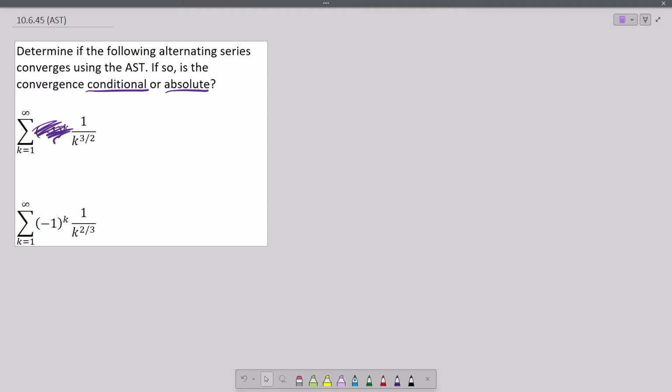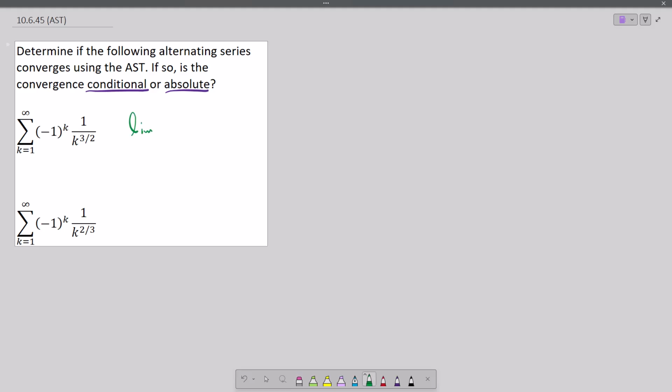But then if your k's are in the denominator and there's only a constant in the numerator, the terms are getting smaller. Right? If that's a 5 and then it turns into a 6 and then turns into a 7, the denominators are getting bigger, so the fractions are getting smaller. So this does pass the alternating series test. So this converges by AST.